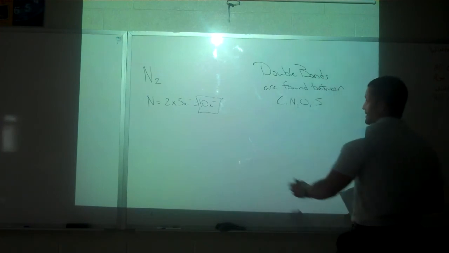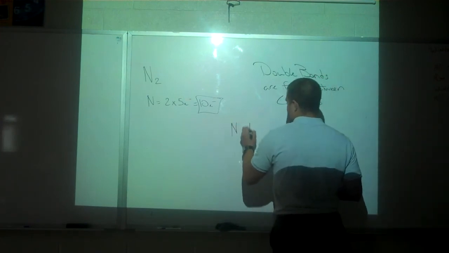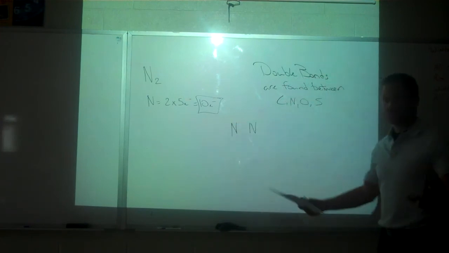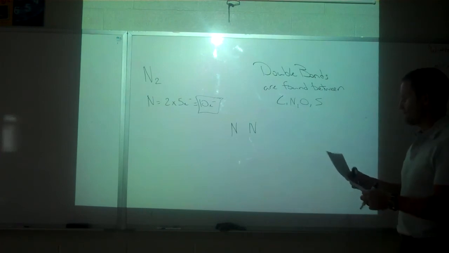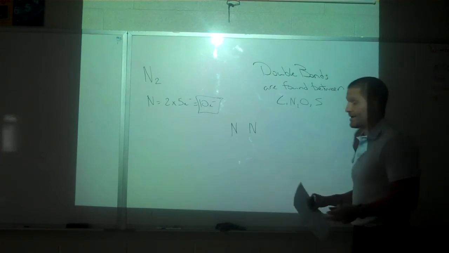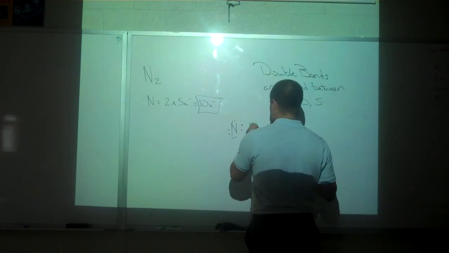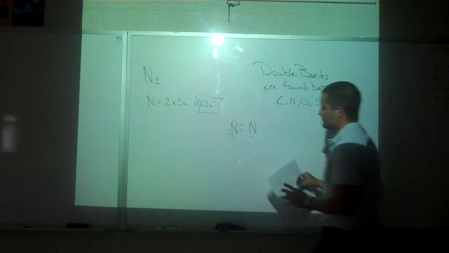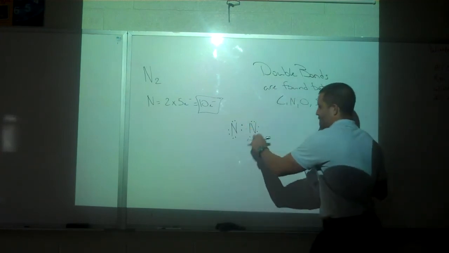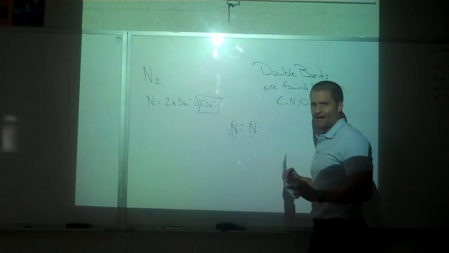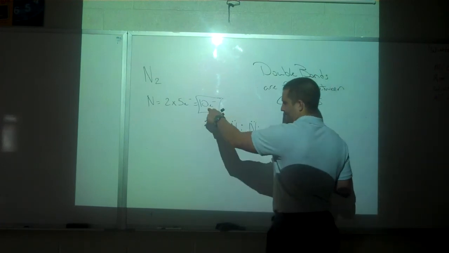Alright, check this out. So I have one N, I have another N. Now, you know both of these have to follow the octet rule. They need 8 electrons around them, right? So let's go ahead and do it. Okay? Everybody's got the octet. 2, 4, 6, 8, 2, 4, 6, 8. Perfect, right?